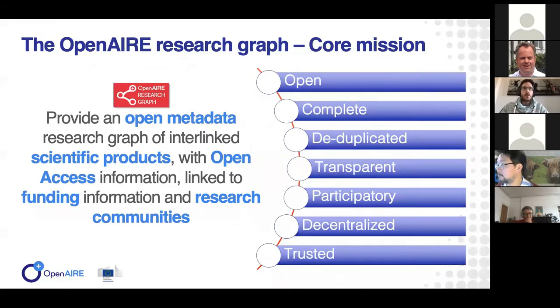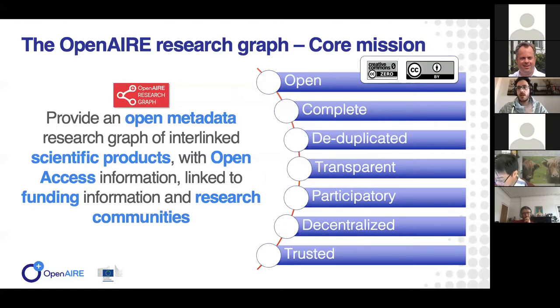So in a nutshell, the core mission is to provide an open metadata research graph of interlinked scientific projects with open access information linked to funding information and research communities. And we want these to be open, complete, deduplicated, transparent, participatory, decentralized, and trusted. It's open because we harvest everything either with a CC0 license or CC BY. For example, Microsoft Academic Graph is CC BY. So everything we do has to be released with the most restrictive license, which in our case is CC BY.